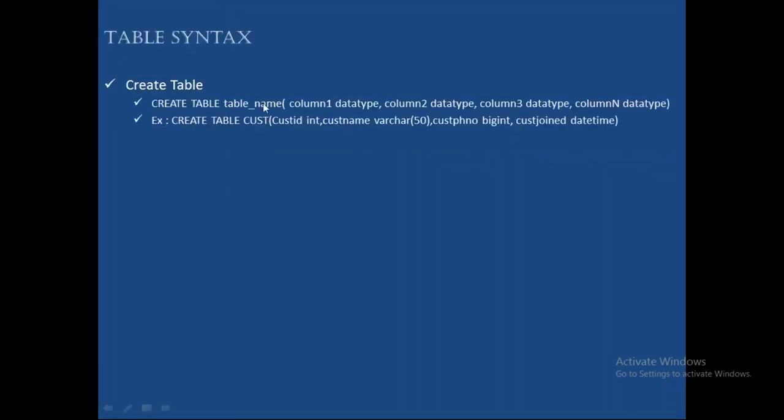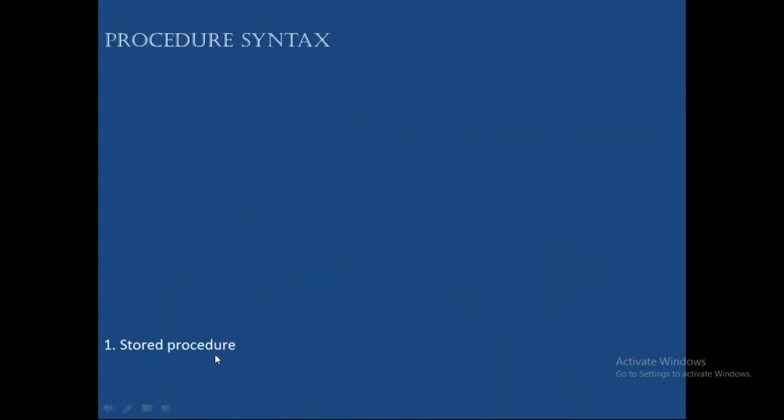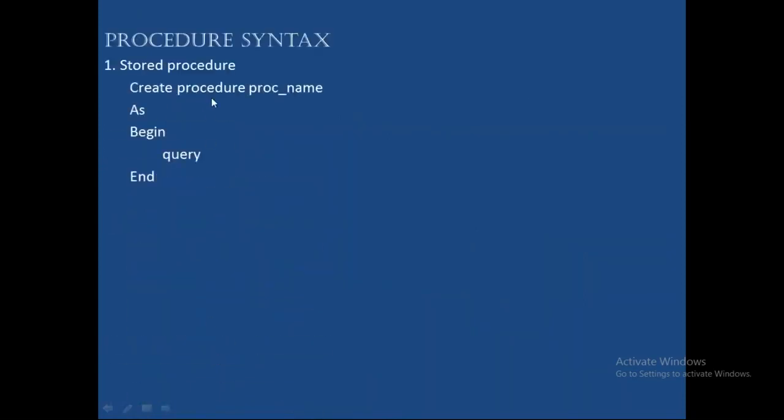All these things you know, that's why I'm going a little bit fast. So you know table creation. This is how we will insert the records. This is how we will select the data from the table. Next, stored procedure: create procedure, procedure name as begin, query, end. So simple, select star from first.